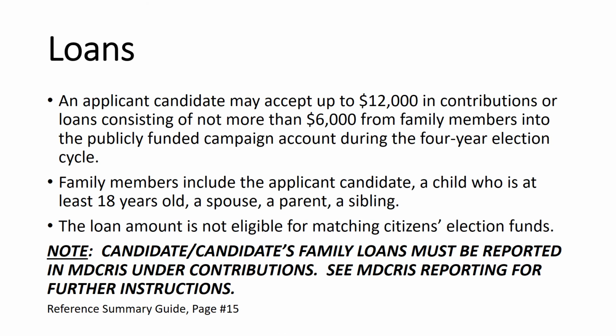An applicant candidate may accept up to $12,000 in contributions or loans consisting of a combined total of not more than $6,000 from each of the following family members: the applicant candidate, a child who is at least 18 years old, a spouse, a parent, or a sibling. The loan is not eligible for matching public funds.